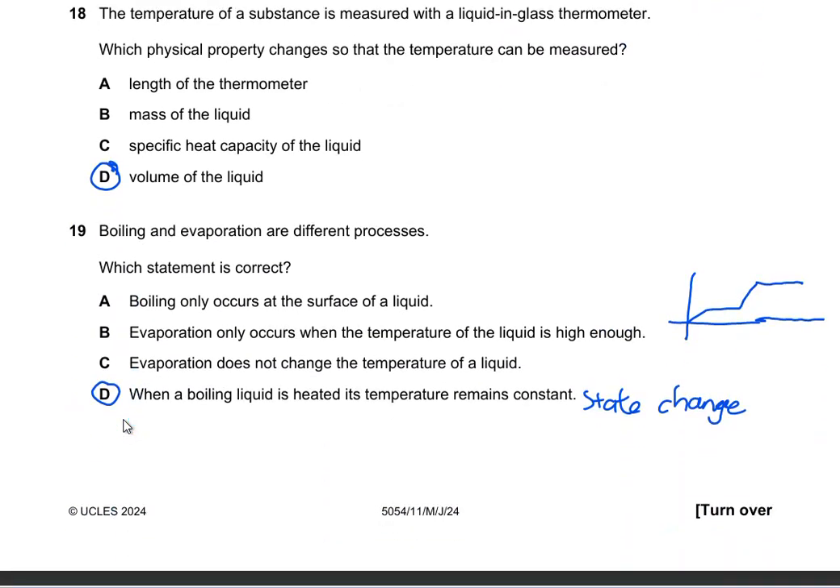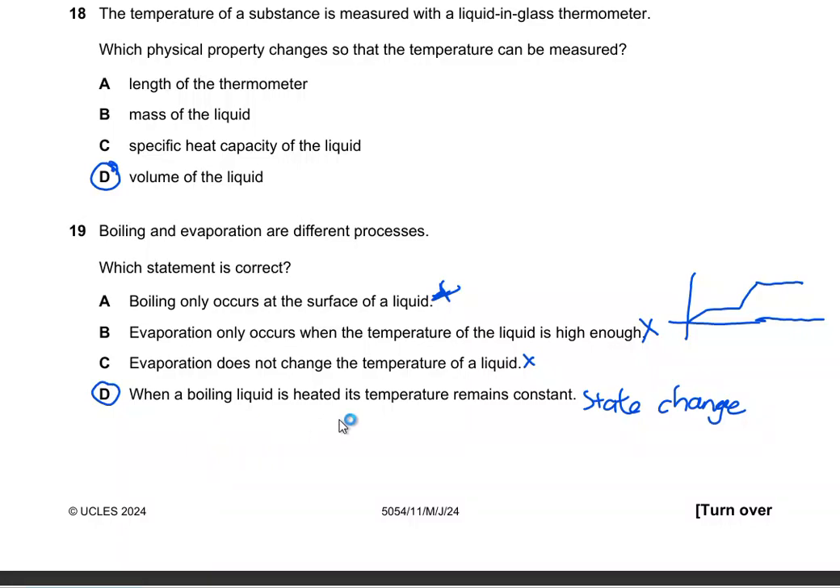Boiling and evaporation are different. Boiling occurs throughout the liquid and evaporation occurs at the surface. So which is correct? Boiling occurs only at the surface? Nope. Evaporation only occurs when the temperature is high? Evaporation does not depend on temperature that way, boiling does? No, it does. As you know, when we are sweating, as water evaporates from our body, we feel colder, right? So it decreases the overall temperature of the liquid.